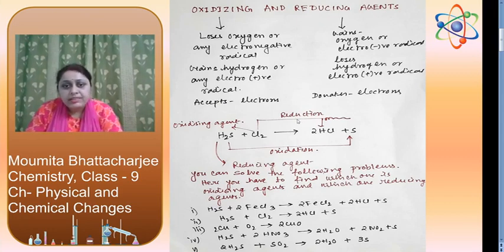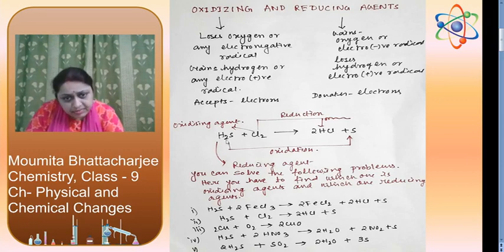Examples of some oxidizing and reducing agents: first I am taking this equation, H2S, hydrogen sulfide, plus chlorine Cl2, the products are 2HCl and S. You can see here H2S to S, removal of hydrogen is occurring, that is oxidation, and Cl2 to HCl, addition of hydrogen is occurring, that is reduction. I said the substance which is going for oxidation will be the reducing agent, and the substance which is going for reduction will be the oxidizing agent. So here H2S is the reducing agent and Cl2 is the oxidizing agent.